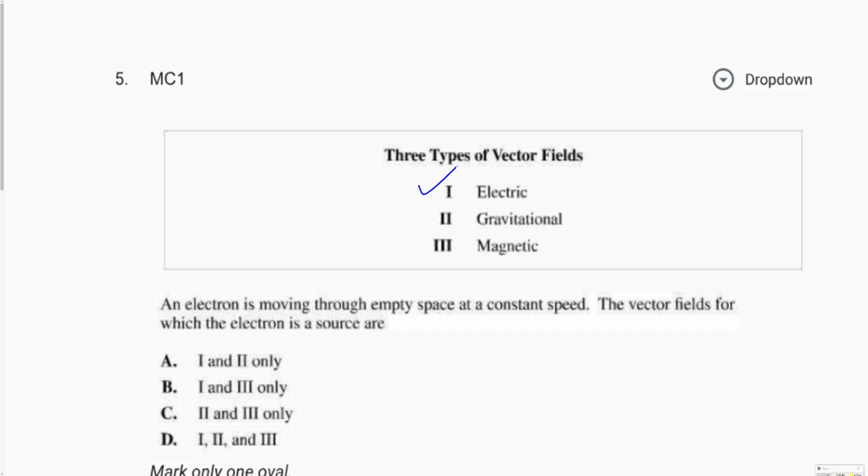Mass. Does an electron have mass? Yes. Whether it's moving or not, electrons have mass. So whether it's moving or not, there is a gravitational field.